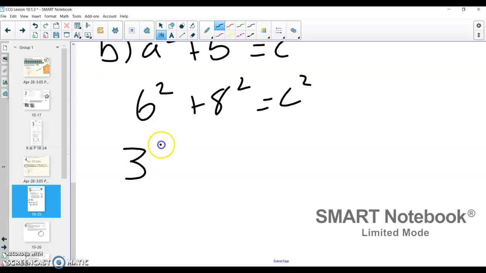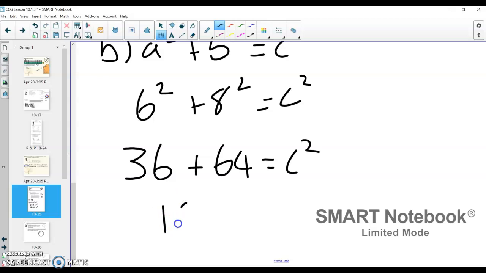6 squared is 36, because that's 6 times 6. 8 squared is 64, because that's 8 times 8. C squared is still C squared. Add them together, 36 plus 64 is 100.